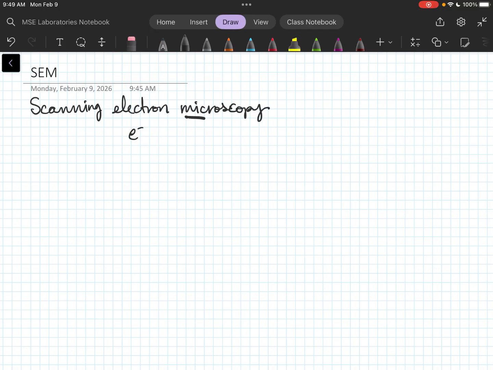Imagine we're trying to see something super tiny, and I've got this big wave of light. It's not going to notice that tiny little particle at all. But if I have an electron, it can hit and bounce back because electrons are super tiny. So that's the principle of what we're doing here. And then scanning.